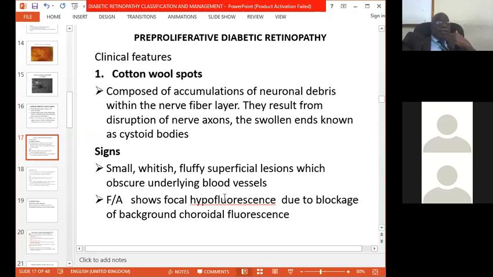Pre-proliferative. In fluorescein angiography, it will show focal hypofluorescence due to blockage of background choroidal fluorescence. When you do that fluorescing, there will be areas of hypofluorescence because there is blockage because of the exudates. Okay.